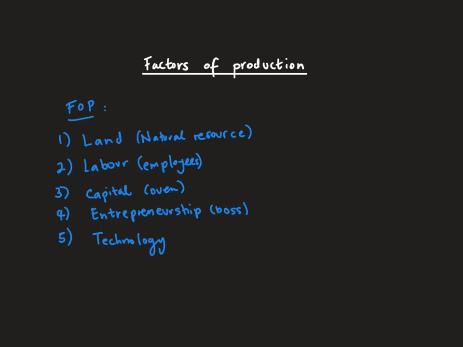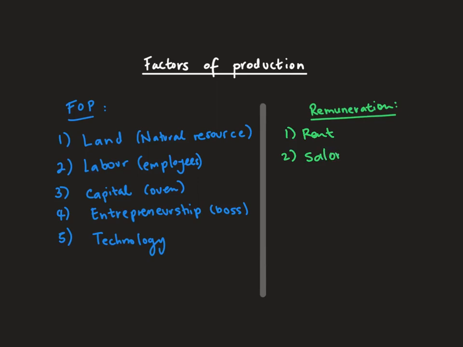Okay, so now that you understand the factors of production, we need to understand them in the form of remuneration. How do they get paid for their services? For example, when you occupy land, you pay a form of rent, or maybe through a bond if you take it out through the bank. Laborers normally earn a salary, so they get paid in terms of a salary or a wage.